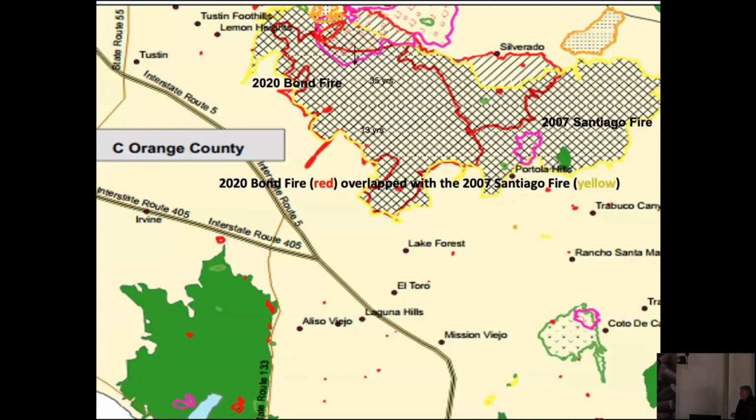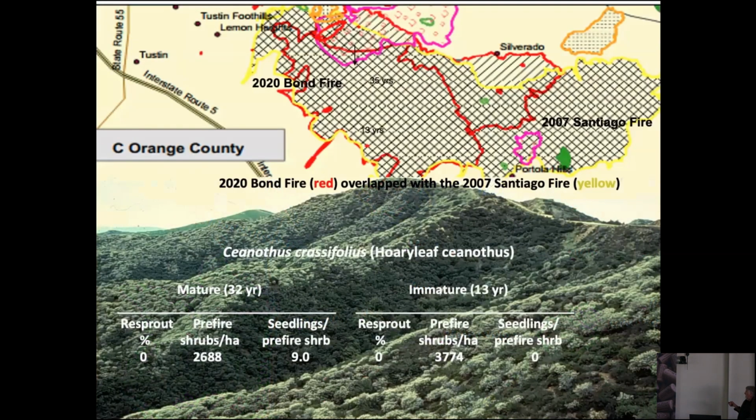This is going back south to Orange County. And in Orange County, we had this 2020 Bond Fire, which is the red outline, overlapped with the 2007 Santiago Fire. Much of that landscape was dominated by these white-flowered Ceanothus crassifolius. And if you look in the areas that were mature at the time of the Bond Fire, we have substantial seedlings per pre-fire shrub, 9 in this case. In the immature stand we had 0 seedlings. So in other words, in this site, even though we had substantial pre-fire shrubs, the species was extirpated with a 13-year interval.